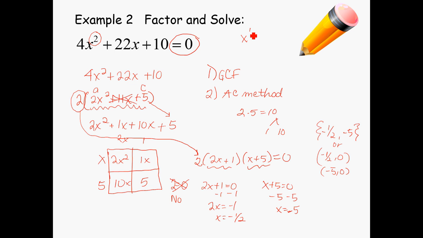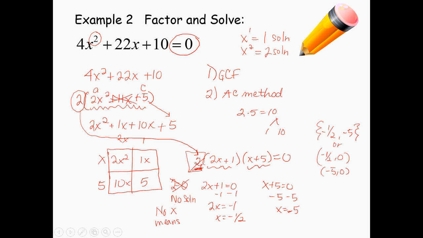Because if I have x to the first, I get 1 solution. If I have x to the second, I get 2 solutions. This does not have an x. So if it doesn't have an x, no x means no solution. This is not going to give me a solution, but these two are.